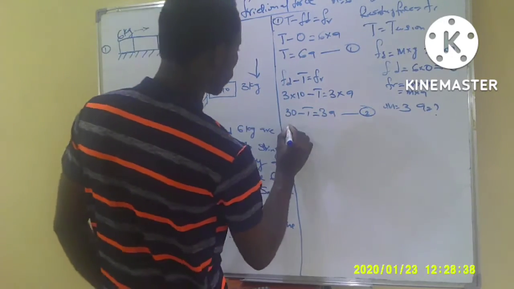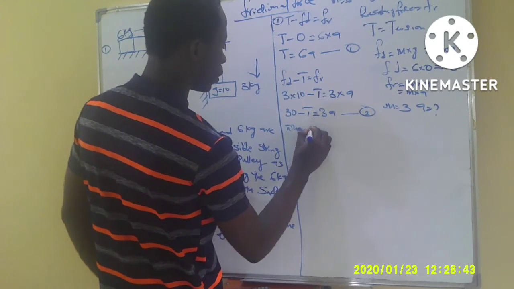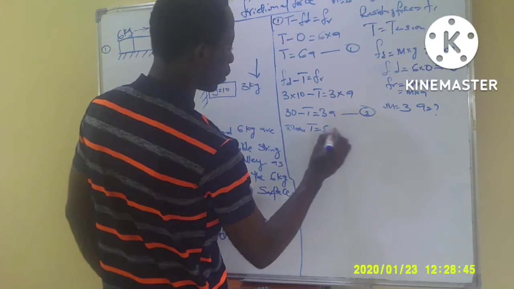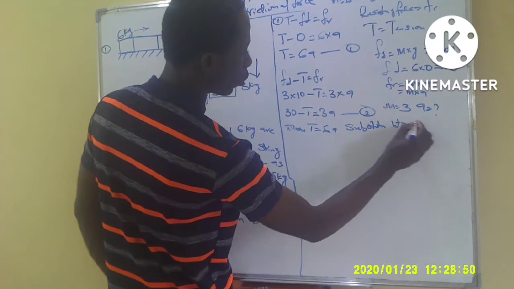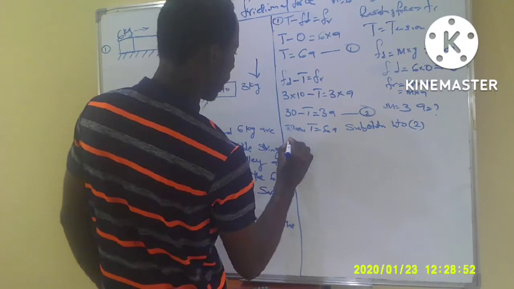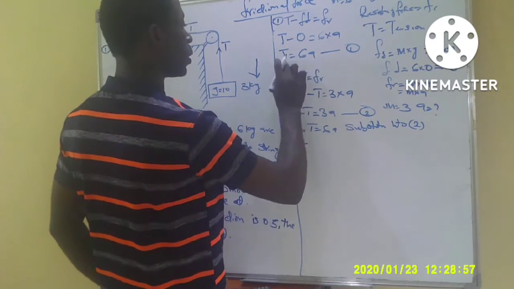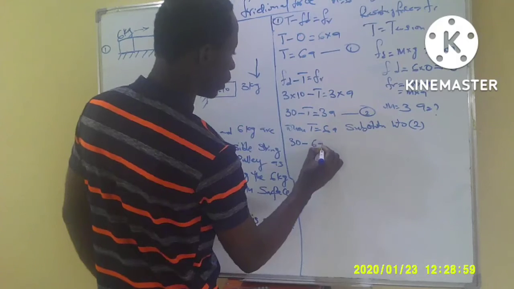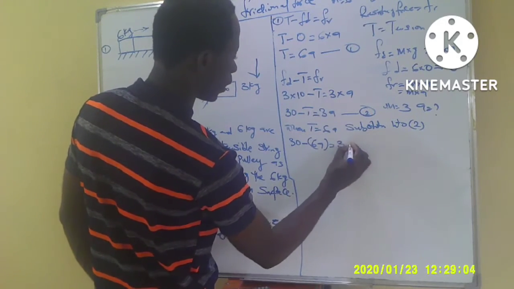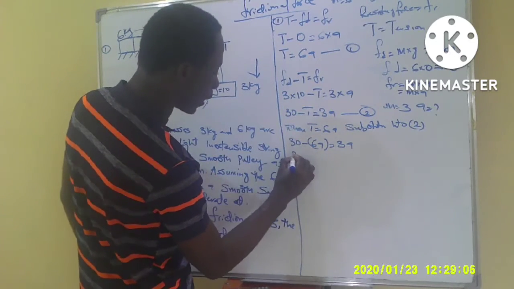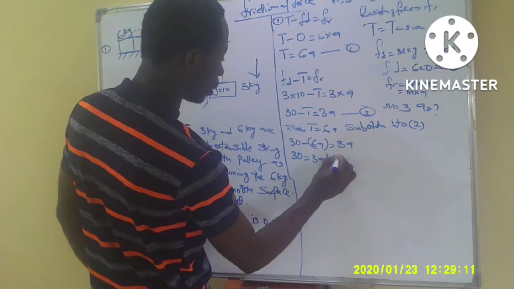So now let's substitute 6A for t into equation 2. Whenever you see t now, put 6A, because t is equal to 6A. So we have 30 minus 6A is equal to 3A. So now I'm going to have 30 is equal to 3A plus 6A.